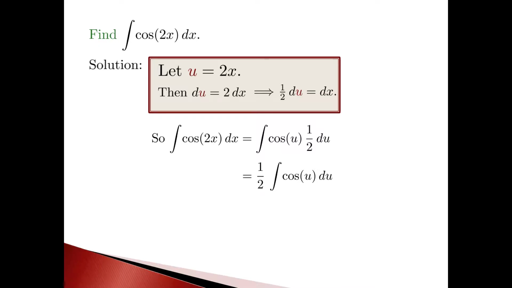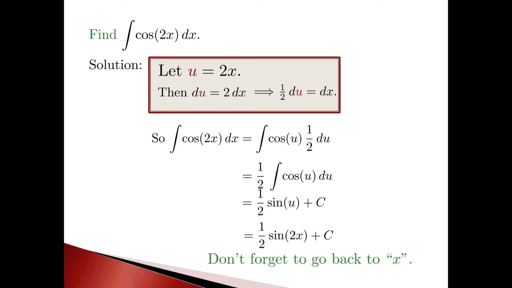Well, that's easy. I know how to integrate a cosine of u, a cosine of just one letter, right? And if the thing sitting next to it is d of that same letter, in other words, cosine of u du, I know how to integrate that. That's just sine of u, right? And the 1/2 that was sitting out front is still sitting out front. And finally now, I substitute in 2x back for the u, because my original problem had x's in it, so I can't leave my problem with u's. I need to go back to make sure my answer has x's in it. So don't forget to go back to x's in your final answer.